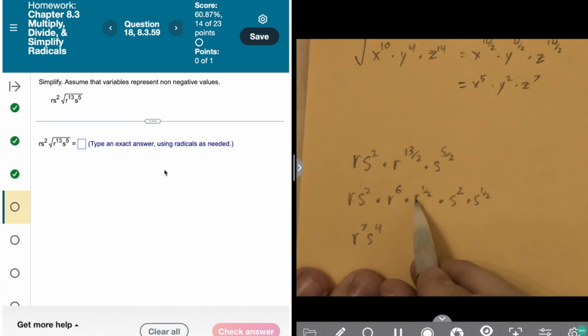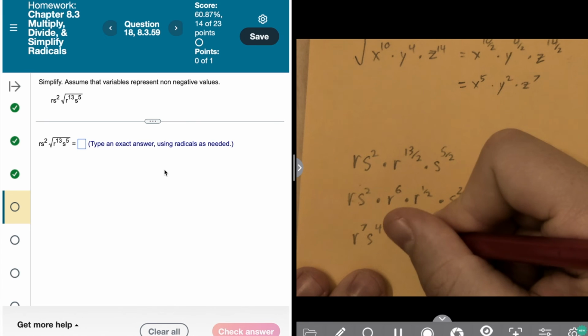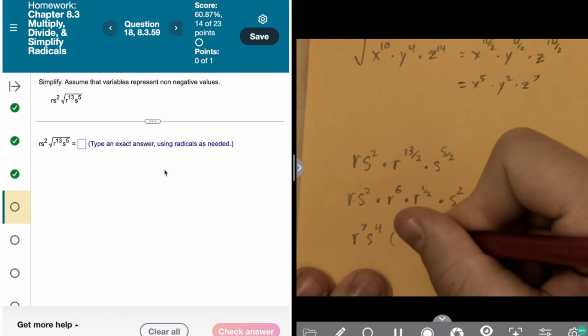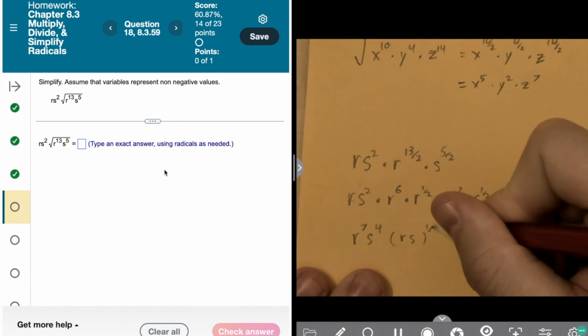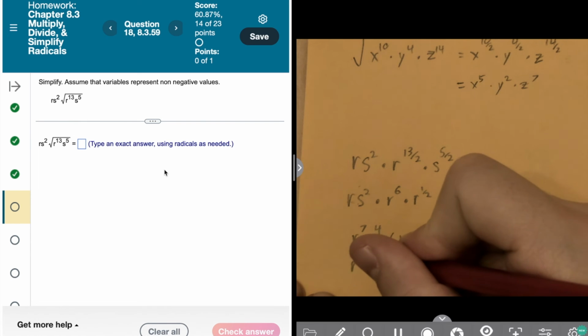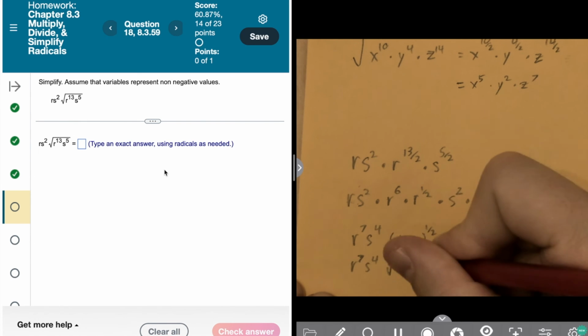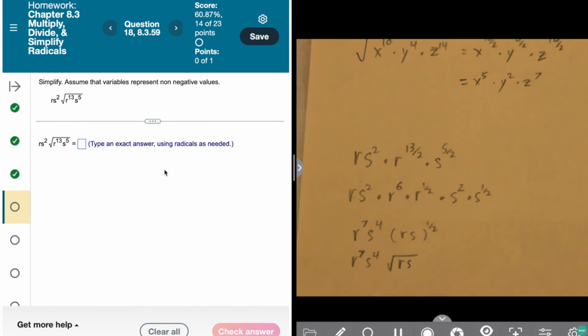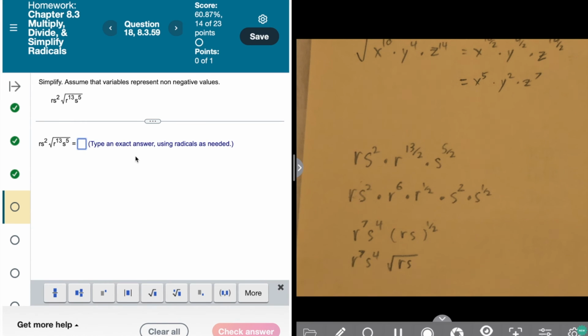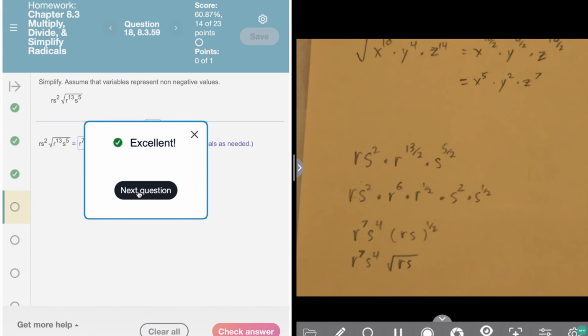And now we've got some leftovers. We've got an r to the 1/2 and an s to the 1/2. Using exponent rules, that's r times s to the 1/2, or in other words, the square root of rs. Okay, that is our final answer. We'll write this out in a few different ways to explain this concept further. Square root of r and s inside the root. Make sure you get the r and the s inside the root.